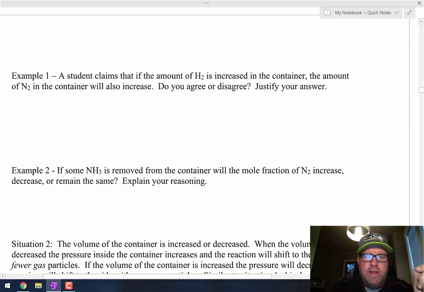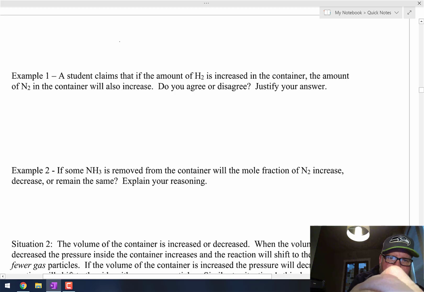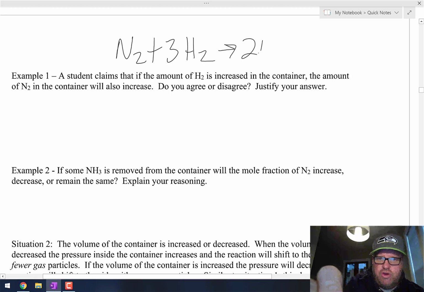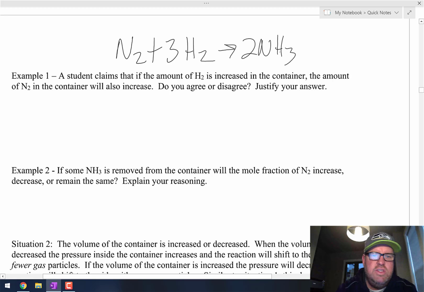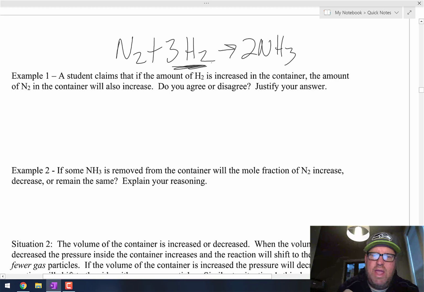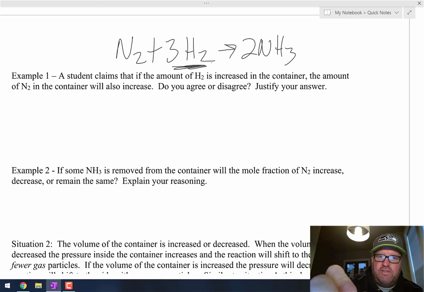A student claims that if the amount of H2 is increased in the container, the amount of N2 in the container will also increase. Again, we're using the same reaction: N2 plus 3H2 makes 2 NH3. So if we add some H2 to the container, the amount of N2 in the container will also increase. Agree or disagree, justify your answer.